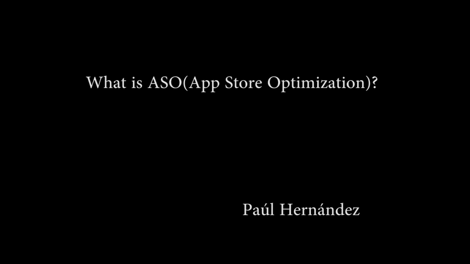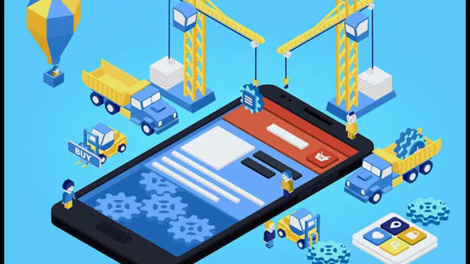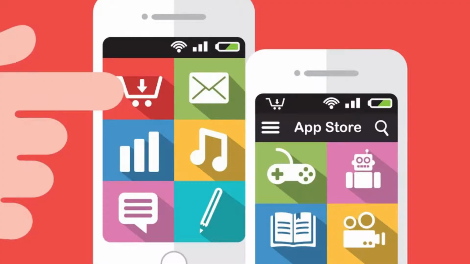What is ASO? App Store Optimization. ASO is the process of optimizing mobile apps to rank higher in an app store's search results. The higher your app ranks in an app store's search results, the more visible it is to potential customers. That increased visibility tends to translate into more traffic to your app's page in the App Store.